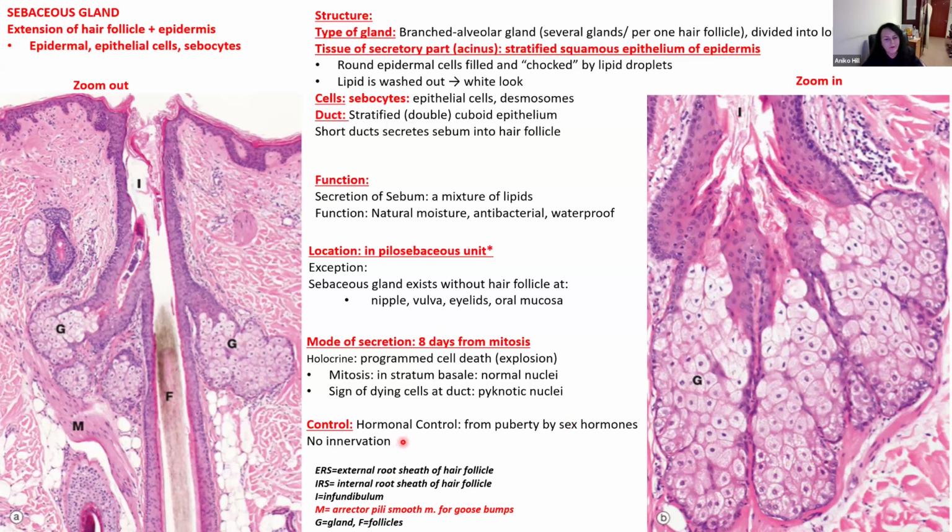The control of this gland is related only to sex hormones. And we all know that these glands, this sebaceous gland, wake up at puberty when the sex hormones start appearing. As far as I know, according to the histology book, there is no nerve innervation here. Okay, I think we covered everything.